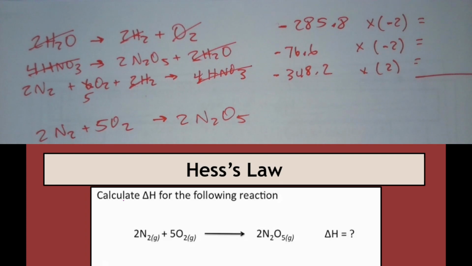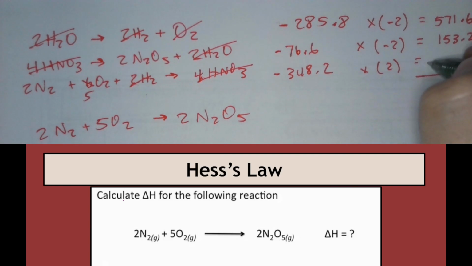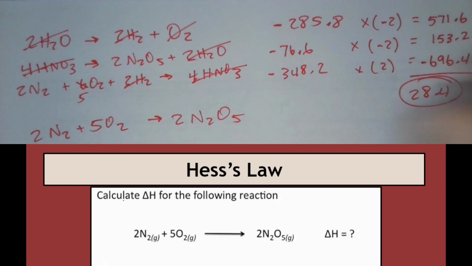Your top value is a positive 571.6. Your second one also comes out as positive 153.2. Your last one, since you're just timesing by 2, is negative 696.4. When you add all 3 of those together, I get a positive 28.4 as my answer.